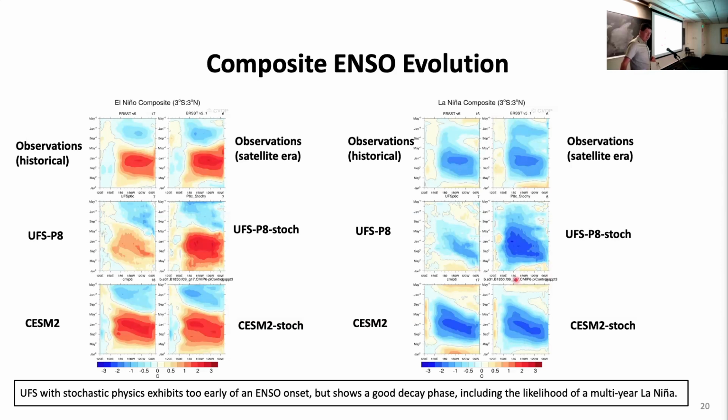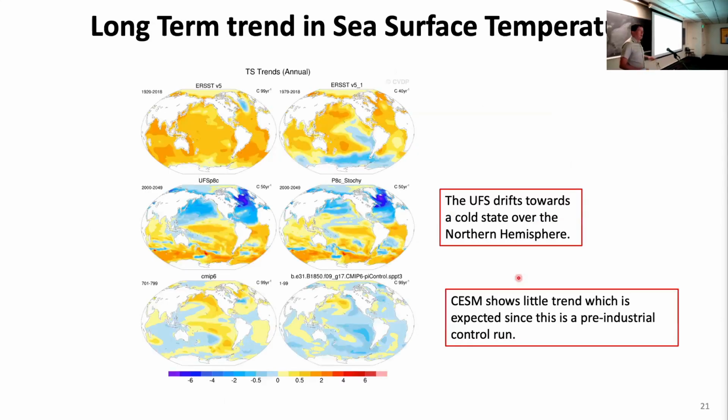And you actually are starting to see that in the UFS. So the UFS model is getting this tendency of having a multi-year La Nina. And this is the first time I've actually seen the model do this. So I don't know if it's a fluke, but I was really excited about that. So that was the good.